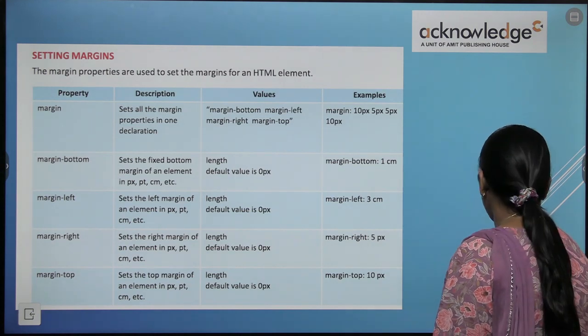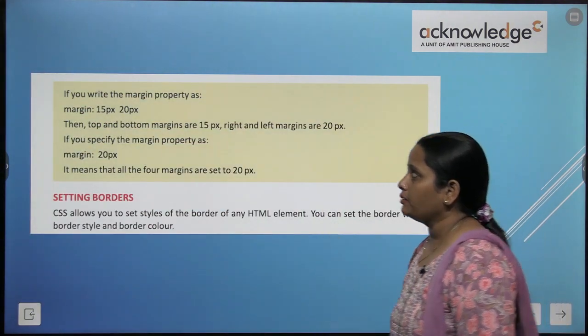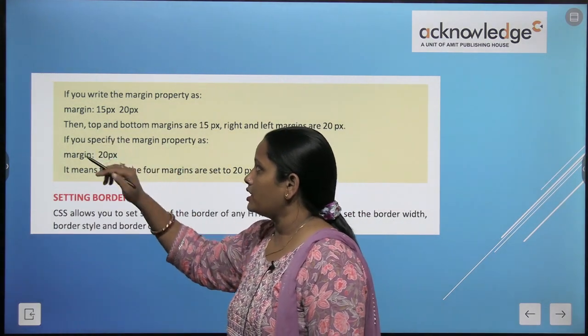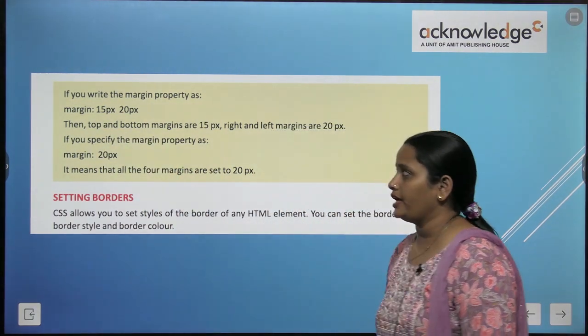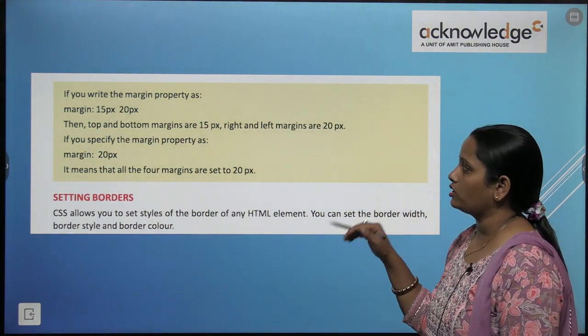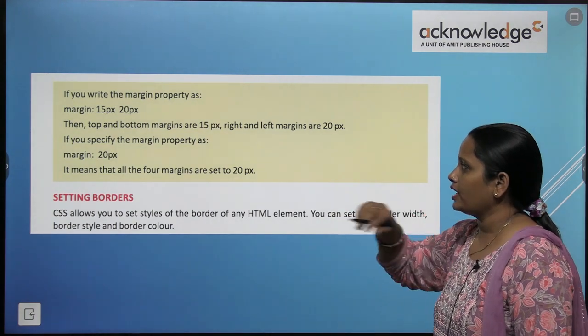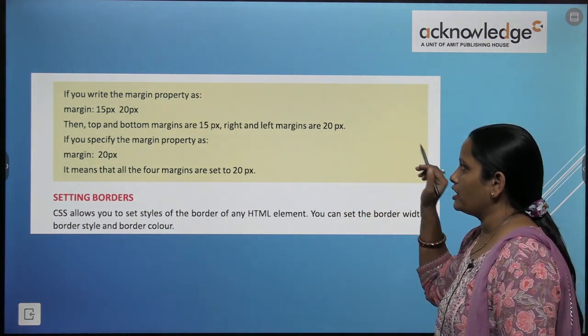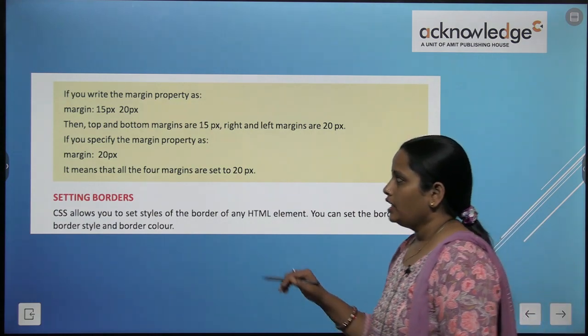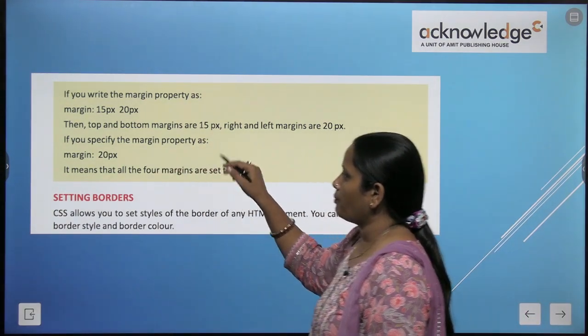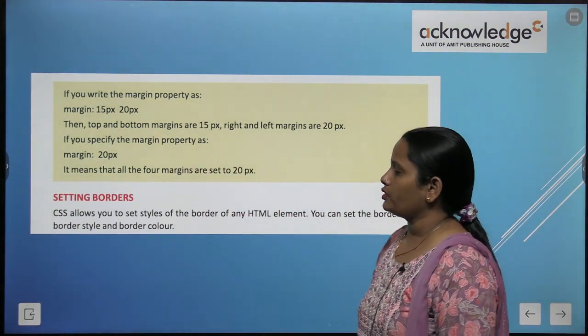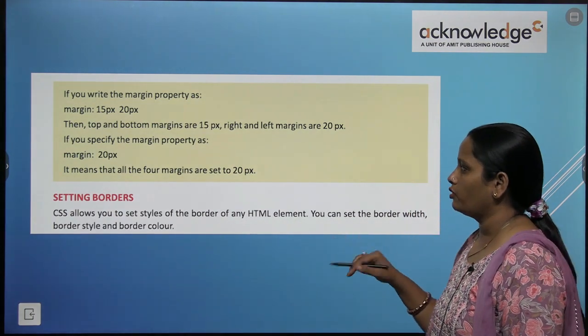So these are the examples. If you write the margin property as margin 15px 20px, then the top and bottom margins are 15px, and the left and right margins are 20px. If you specify the margin property as margin 20px, it means that all the four margins will be set to 20px.